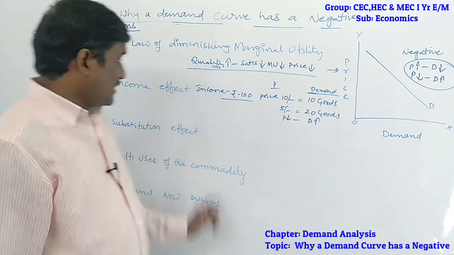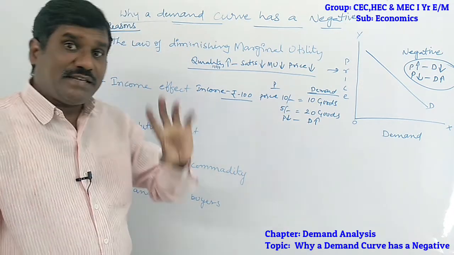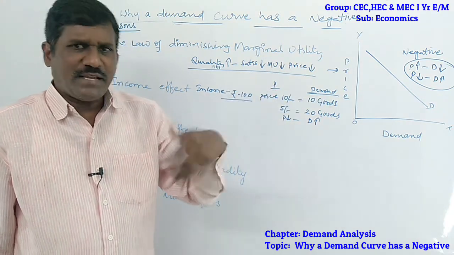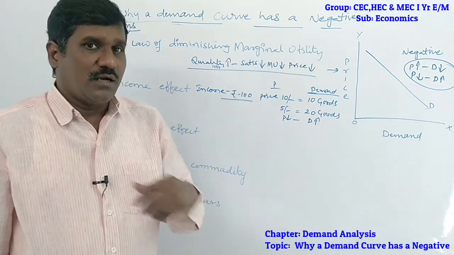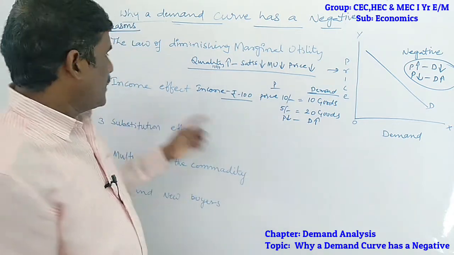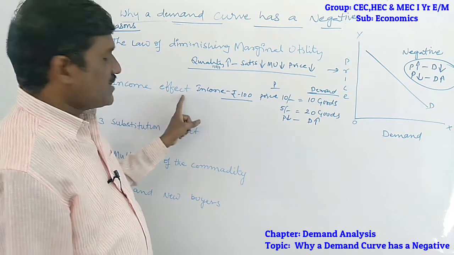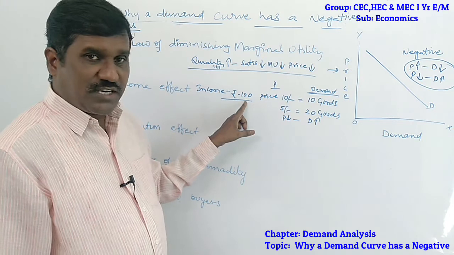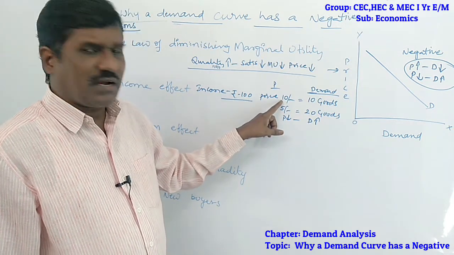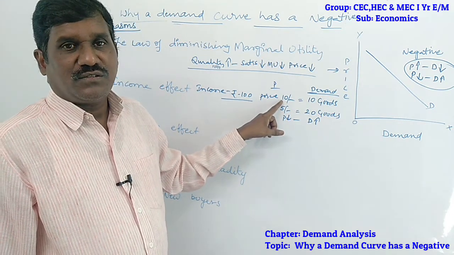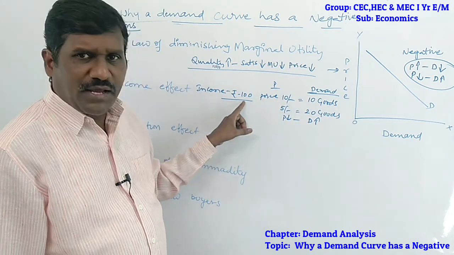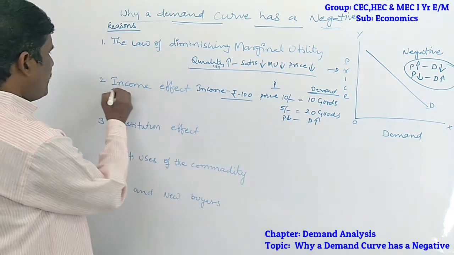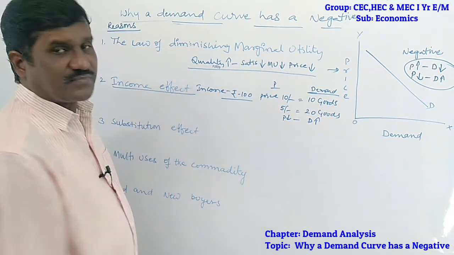Simple logic. But this is the income effect. Income demand is different. Income increases, demand increases: that is superior goods. Income increases, demand decreases: this is inferior goods. So there is a difference between income effect and income demand. Try to understand. Income of the consumer is constant, only the price of the commodity changes. Then with the same 100 rupees, he can purchase 20 goods. So this is the income effect.